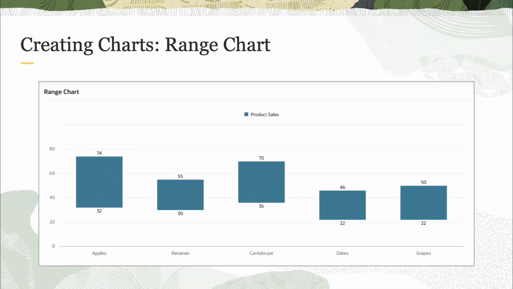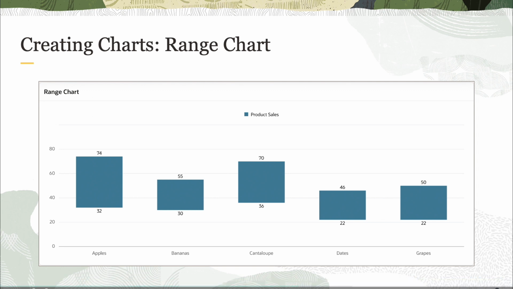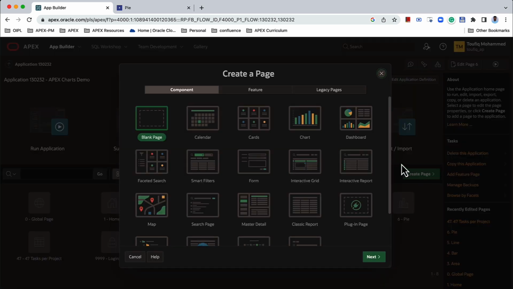The next chart you're going to learn in this lesson is the range chart. On the screen, you see how a native range chart looks in Oracle Apex. Range charts support two types of series, bar range or area range. For range charts, each data point may have up to two labels, one for the low value and one for the high value. To create a range chart, click on Create Page and select Chart.